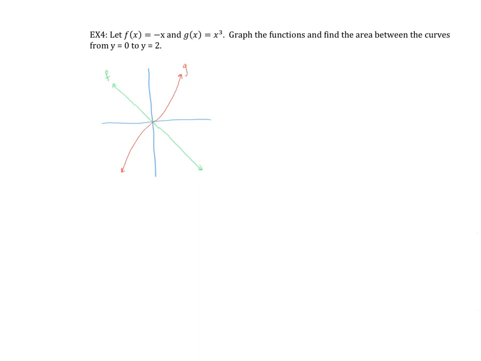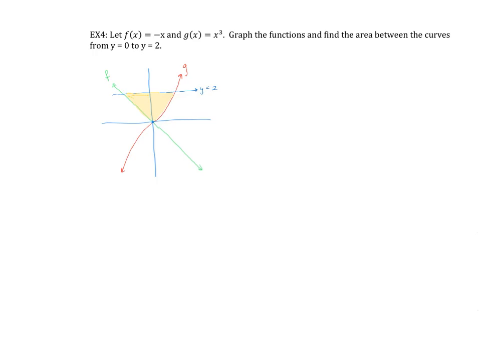So I'm supposed to graph these functions and find the area between the two curves, f and g, and y equal to 0 and y equal to 2. Well, y equal to 0 is at the origin. y equal to 2 would be this line here. I'll do blue. So this is y equal to 2. Can you see the region between all of these? This would be the area that I'm trying to find.